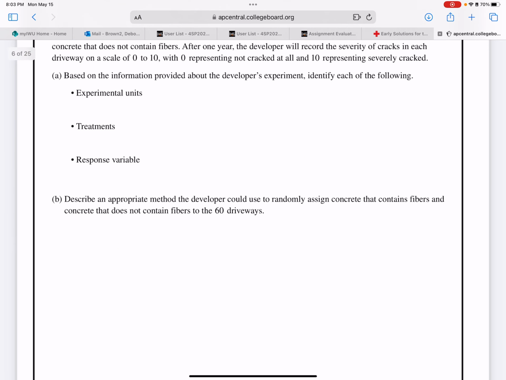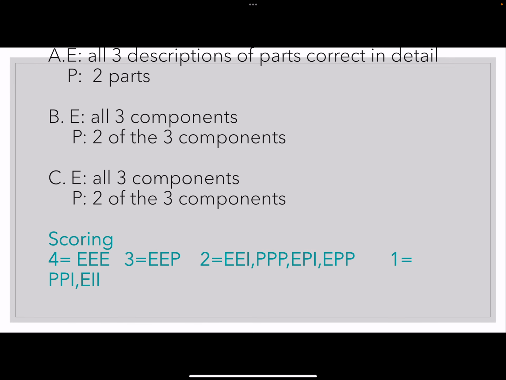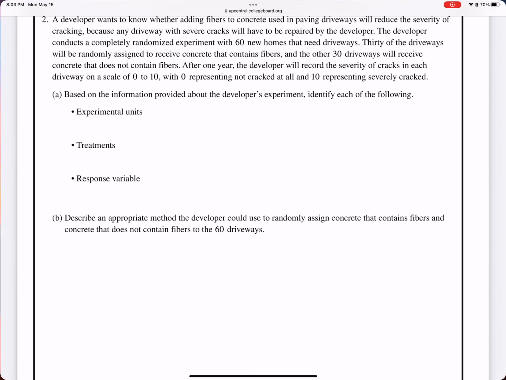So the scoring here, if you had all 3 of those components that I spoke about, as far as numbering, a random process, and making sure they're all 30, part B has all 3 components as the E. If you had 2 of those 3 components, that's a P. Less than would be an I.